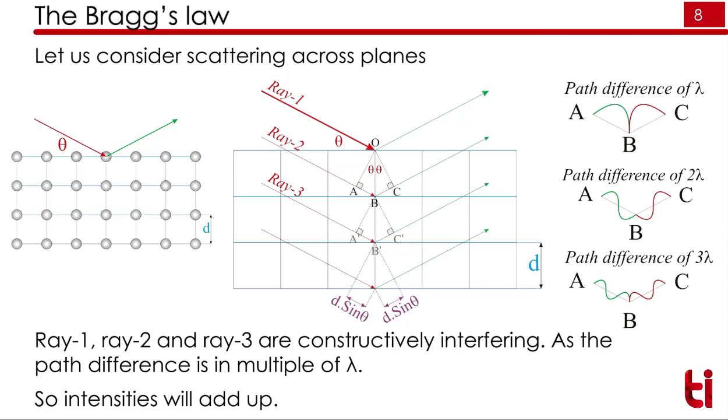So this example is shown here. If there is a path difference of lambda, 2 lambda, and 3 lambda, this should be in multiples of integers: 1 lambda, 2 lambda, 3 lambda, and so on. So from one layer to the next, 1 lambda, 2 lambda, 3 lambda, and so on. And that's why their intensities will add up.